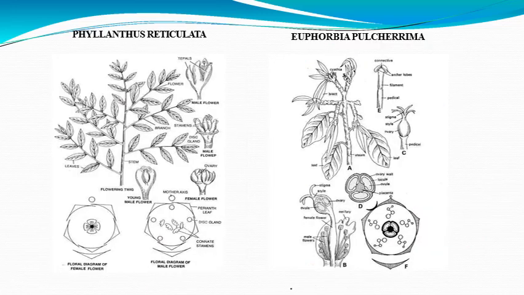So here we have 2 other examples. One is Phyllanthus reticulatus and the other one is Euphorbia pulcherrima. So same, these are the floral formulas. These are the floral diagrams. This one and this one. And so the floral formula is same as I described in the previous slide.